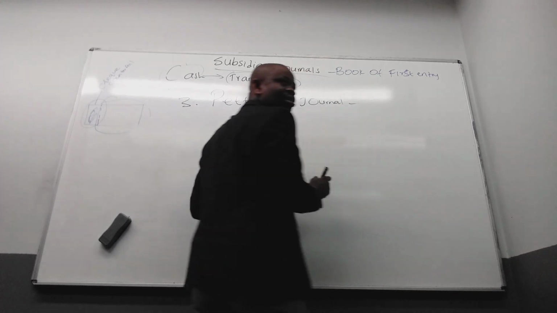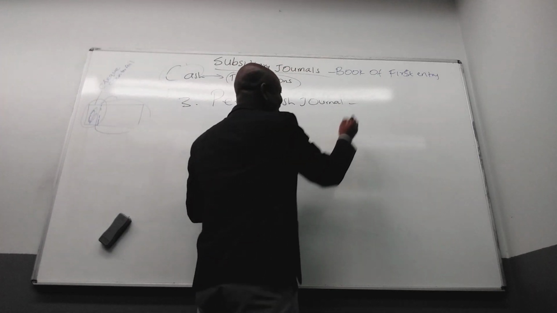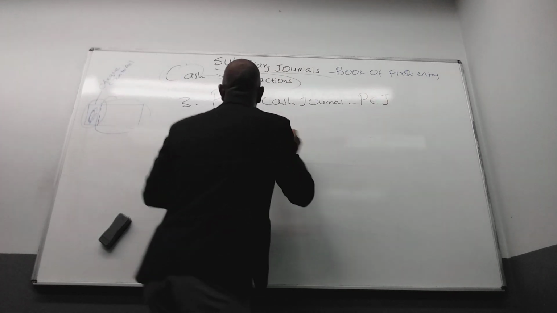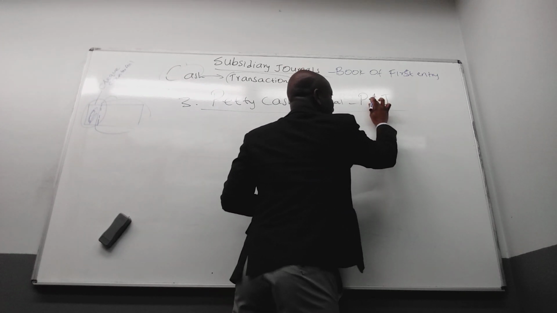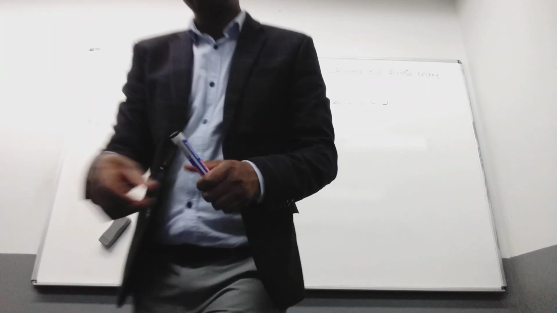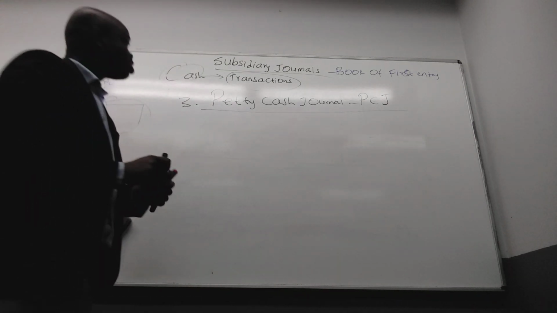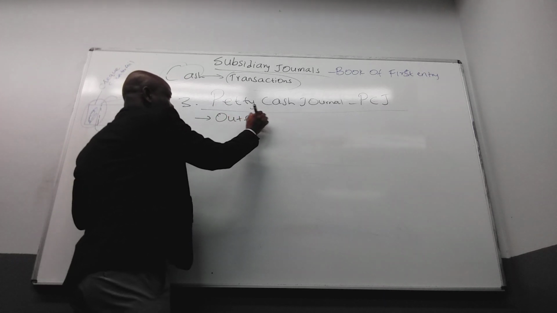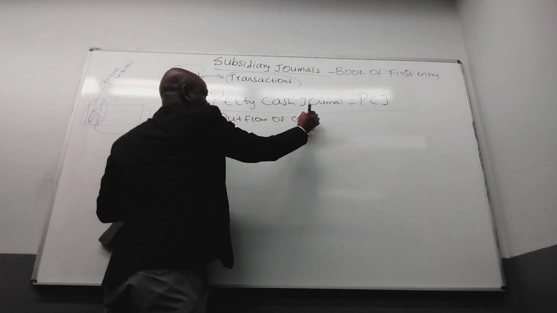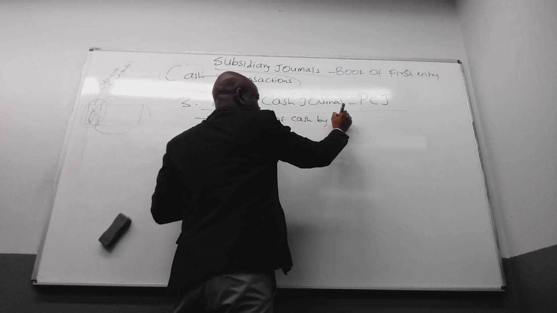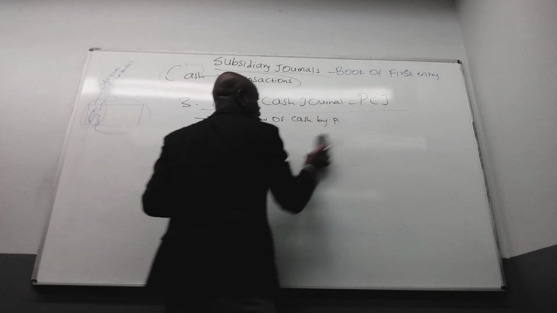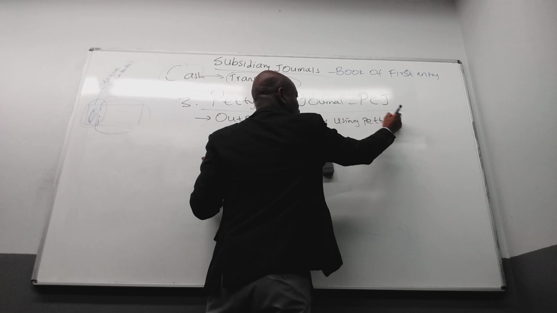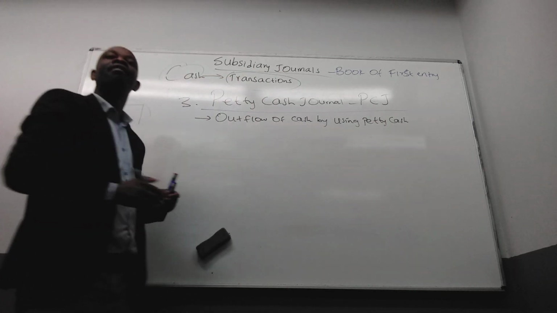What is the abbreviation for this, guys? Come on, you must be good at the abbreviation. PCJ. Sorry guys, I nearly said PE because I'm going to PE. Now, PCJ stands for petty cash journal. So here we can say outflow of cash by using petty cash. Yes, that's why I say they must be very specific there.